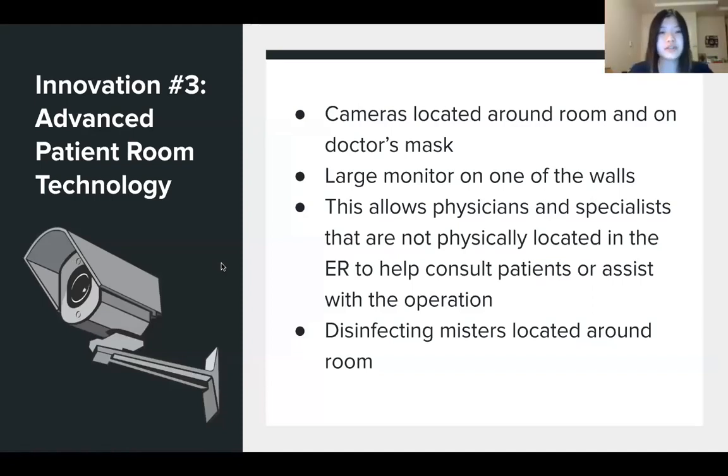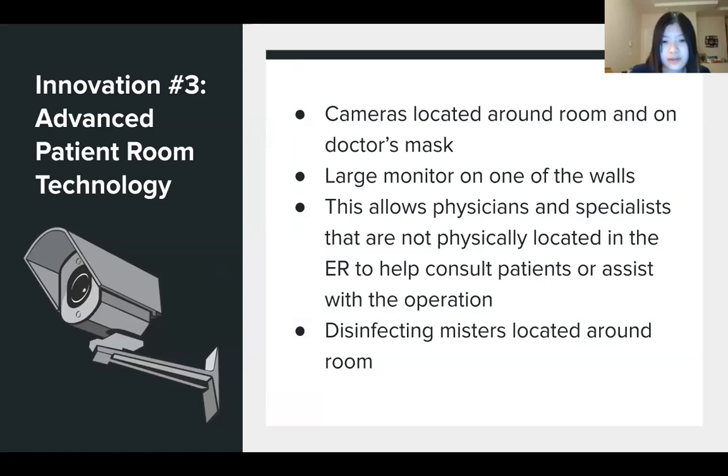Our last innovation will be advanced patient room technology. So the first form of technology will primarily be located in the standard patient rooms, so the ones that are not for critical care. There will be cameras located around the room and on the nurse's mask. This live footage recorded by cameras can be streamed to a physician or a specialist not located directly in the ER so that they are able to see what the nurse sees and help with the patient evaluation and consultation without having to be directly located in the room.